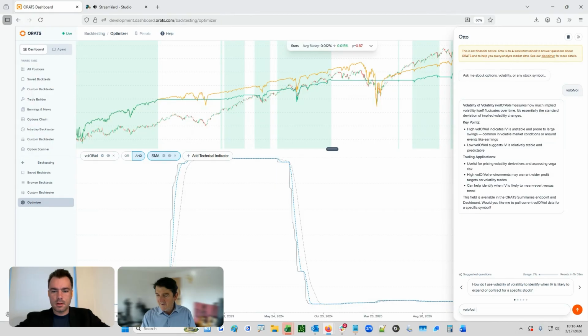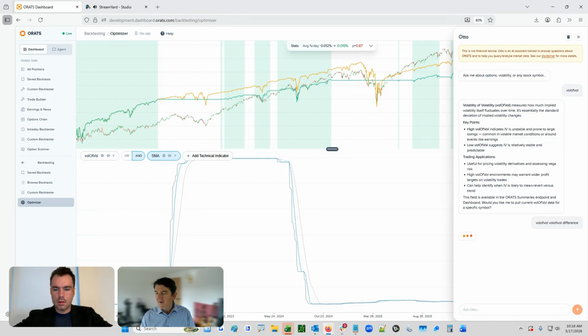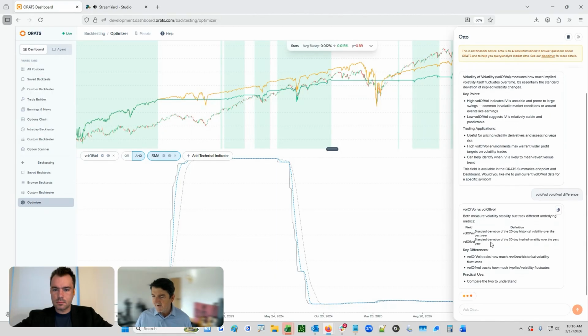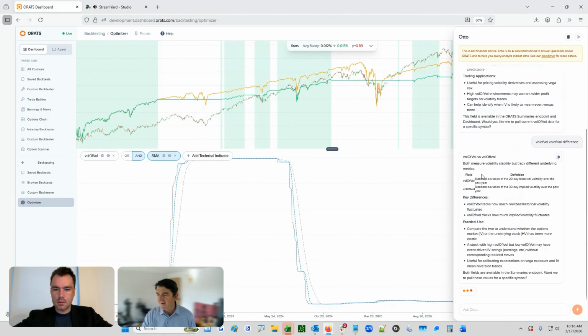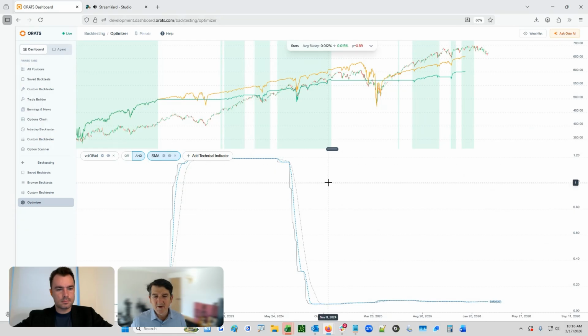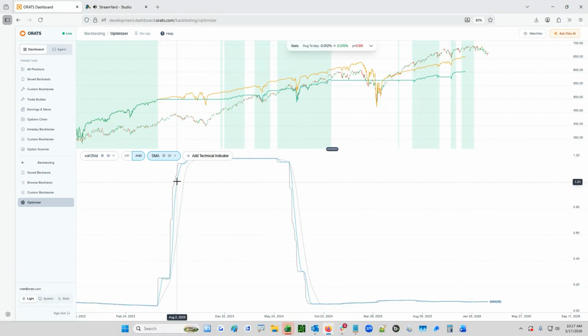Okay. So the vol of eyeball. The standard deviation of the 20-day historical volatility is where we get the vol of vol. Gotcha. And the other one is the volatility of the implied volatility. But this one, we're looking at the vol of the eyeball. It can get very messy here, but what is the volatility of the eyeball?